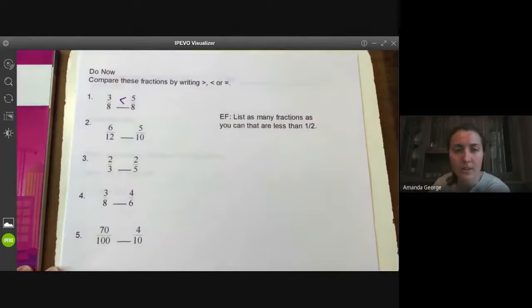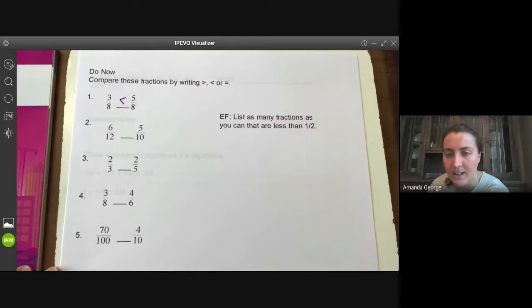Beautiful. If you agree with Samantha, give a woohoo. I can see their mouths moving, Samantha. And Samantha, I'm actually going to have you do number 2 as well while you're unmuted.